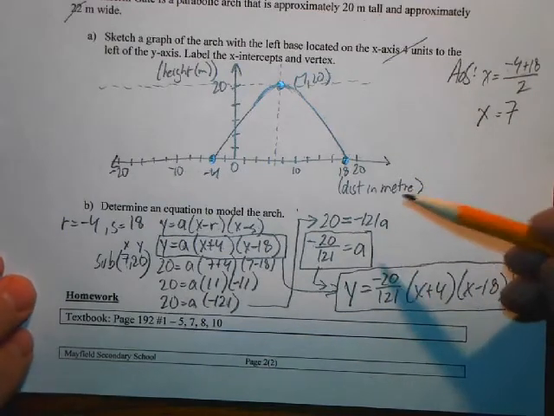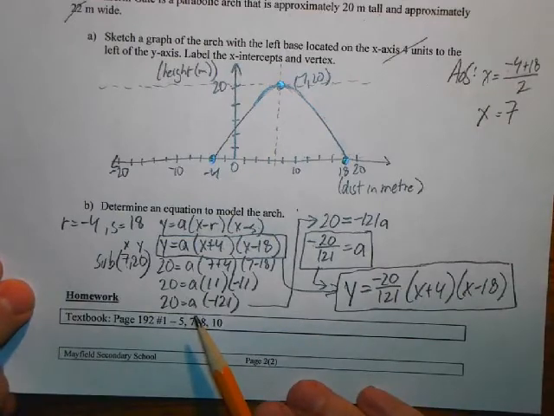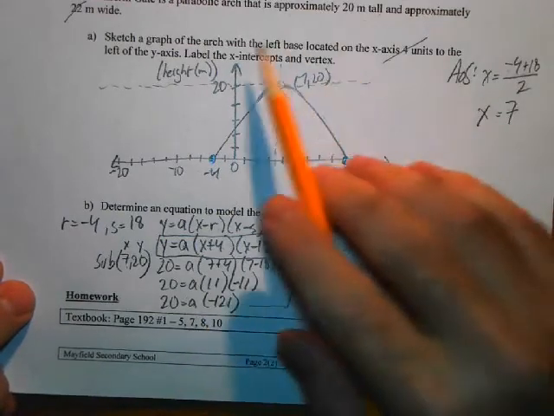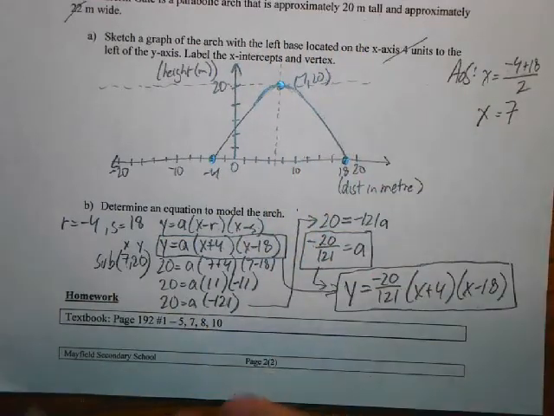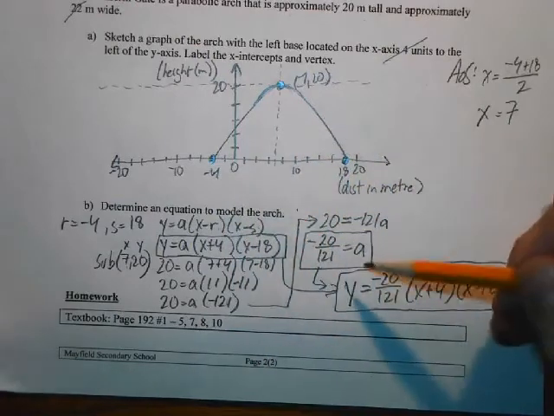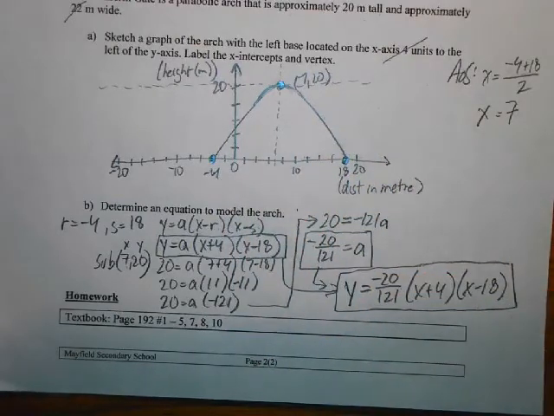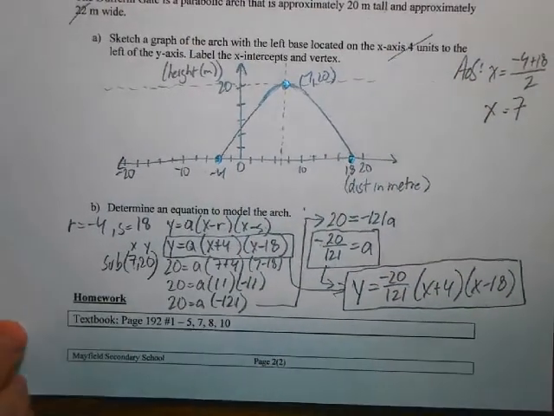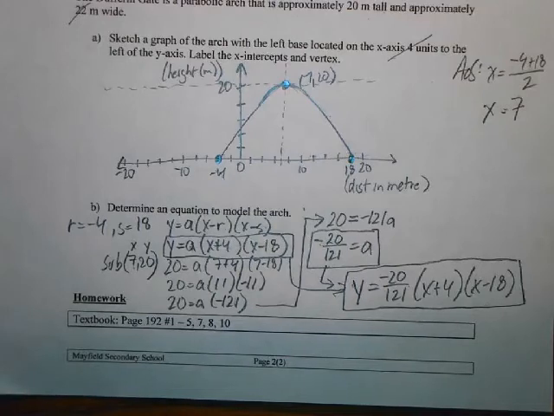Okay, so that's kind of a cool thing. Just given that information about the height and the width of the gate and where it's positioned on a grid, we can come up with an exact equation. Okay, so I'll leave it at that.